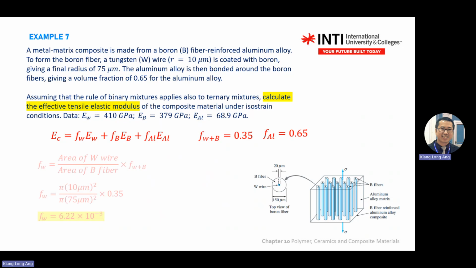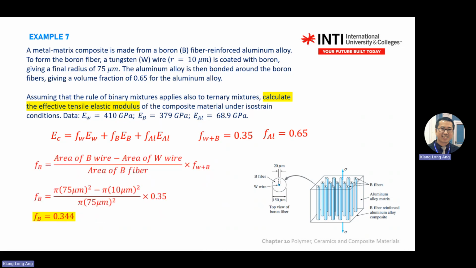For FB, because you already find the total is 35%, and you already find the W percent, you take 0.35 minus this ratio, you get B. You understand this, it is a combination. So this is to find W. Once you have W, you can find B, or you can use the same equation to calculate for B. It's the same.